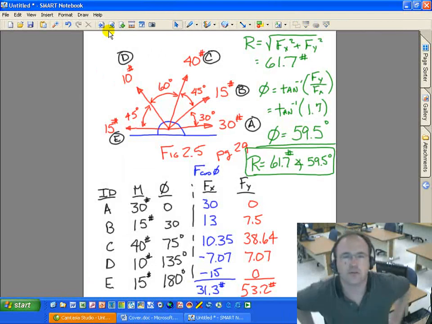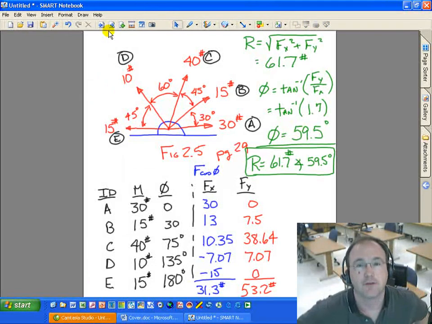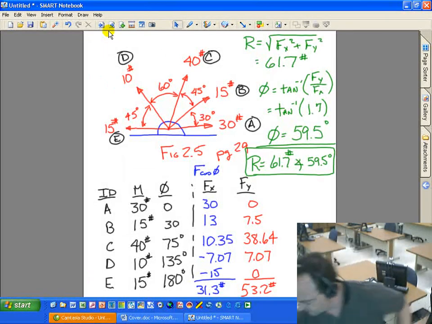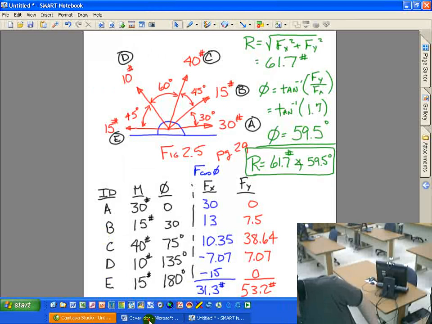And thus this solves your tabular graphical method for determining the resultant. Thank you.